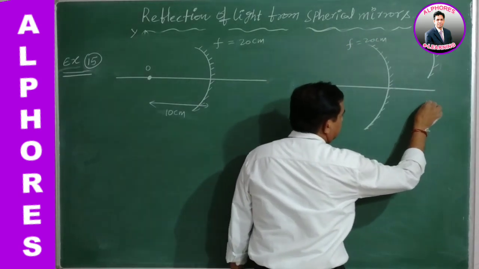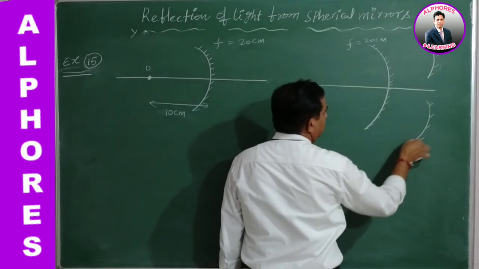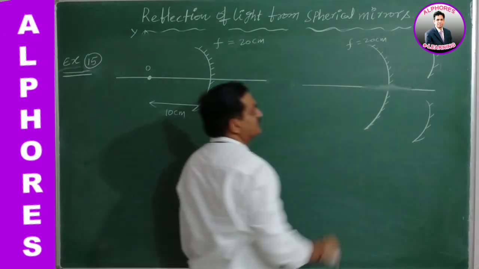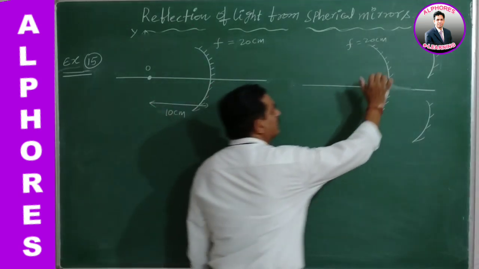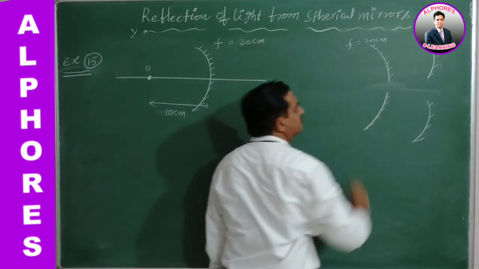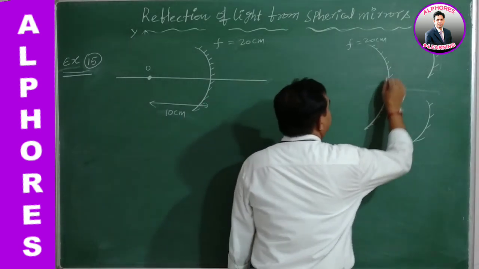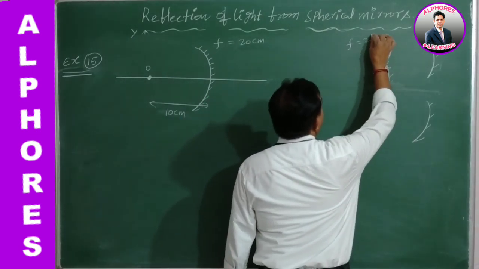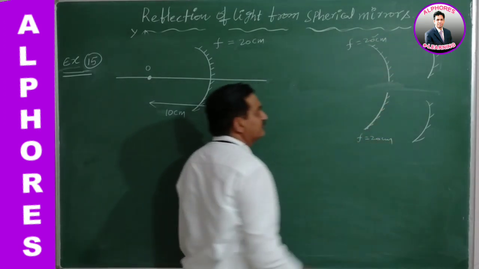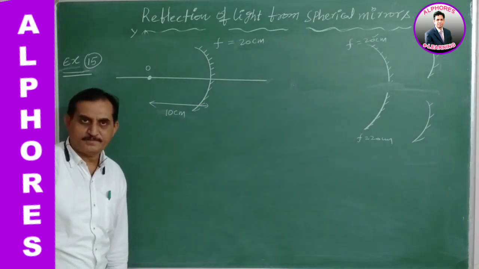And there is one more part. This mirror is cut into two equal parts along its principal axis like this. Okay? So cut into two equal parts along the principal axis, and this part's focal length and this part's focal length will remain the same. No change in focal length.